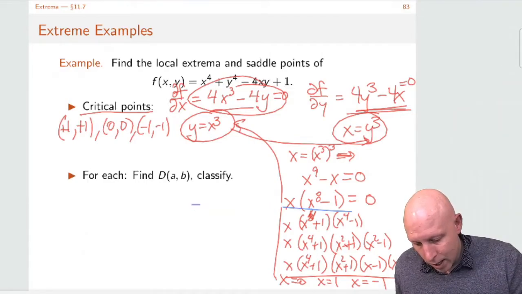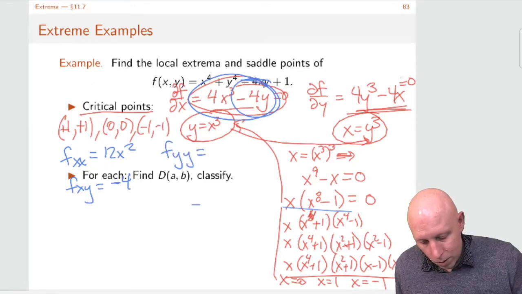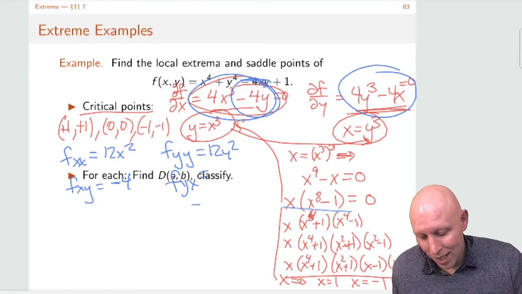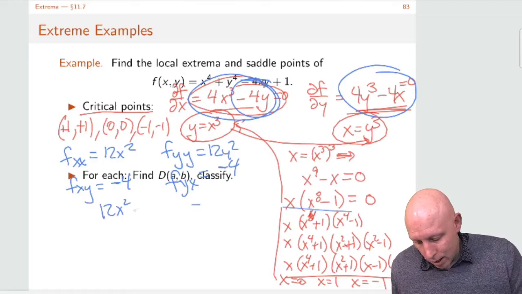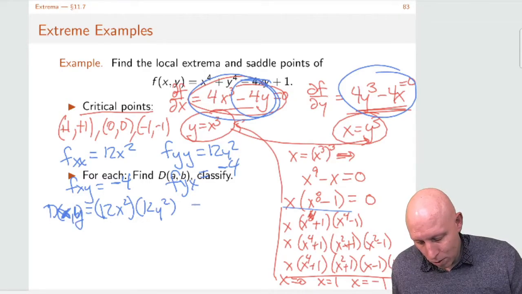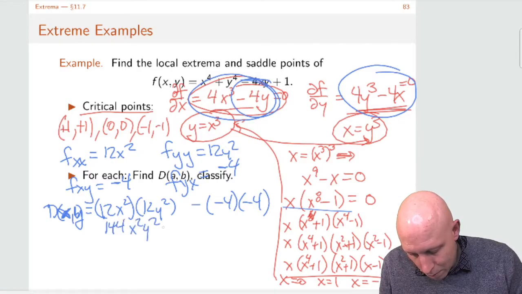So let's calculate f sub xx. The derivative of this with respect to x is 12x squared. F sub xy is equal to negative 4. F sub yy is equal to, the derivative of this with respect to y is 12y squared, and f sub yx, because everything behaves nicely, that's the same thing as f sub xy, is also negative 4. So we calculate 12x squared times 12y squared, so this is D, or D of (x, y), equal to 12x squared times 12y squared minus negative 4 times negative 4. So that's 144x squared y squared minus 16.